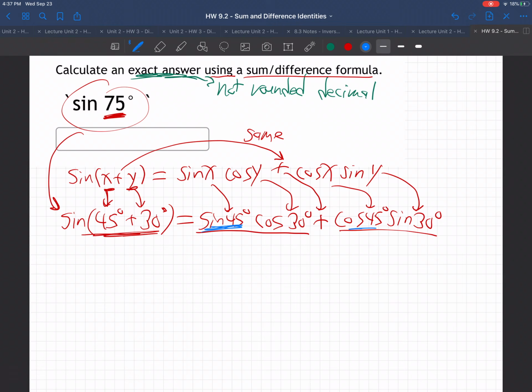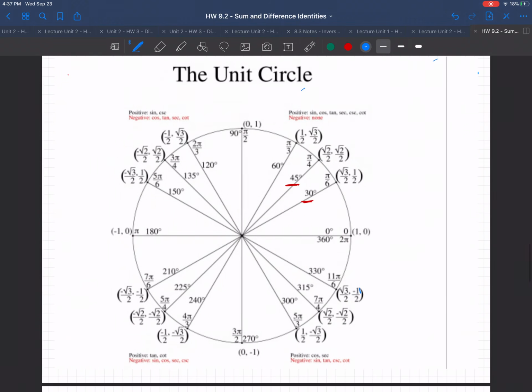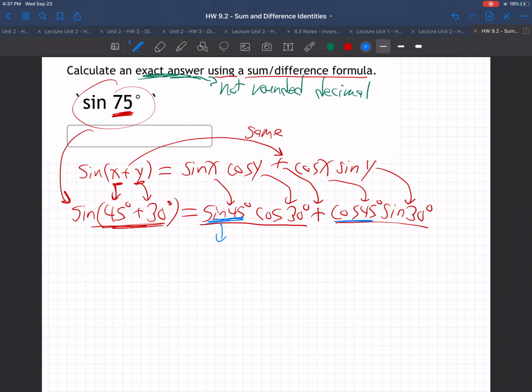So let's go get the sine and the cosine of 45. So here's 45 degrees. Cosine comes first, then the sine. Well, they're the same anyway. Both root 2 over 2. So this is root 2 over 2. Bring down the plus in the middle. And this is also root 2 over 2.